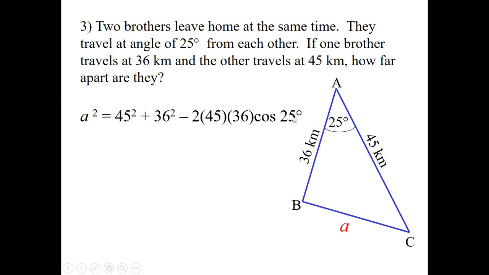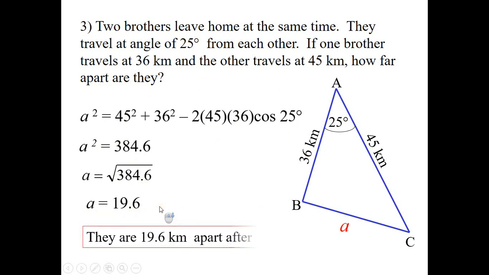25 goes over here, right, the opposite. And then you put 45, 36, and minus 2 times 45 times 36. Then you find 384.6 there. You take the square root, so you just plug all that into a calculator. You get an answer, you take the square root, and then you get an answer of 19.6 kilometers. So you put a sentence, therefore they are 19.6 kilometers apart, and you don't have to add the 3 hours, you just put they are 19.6.